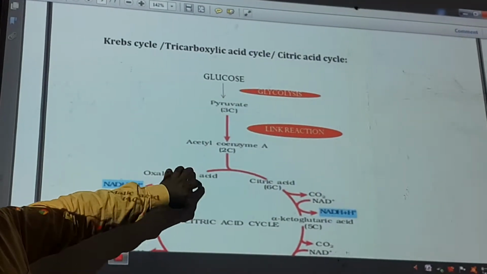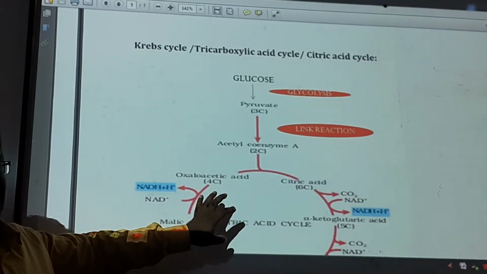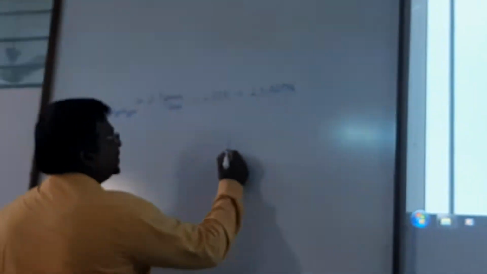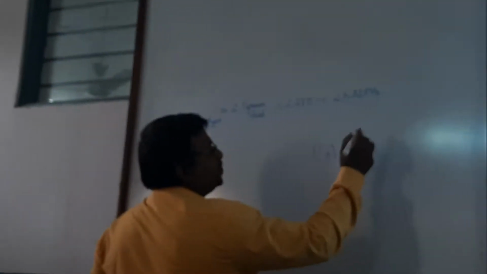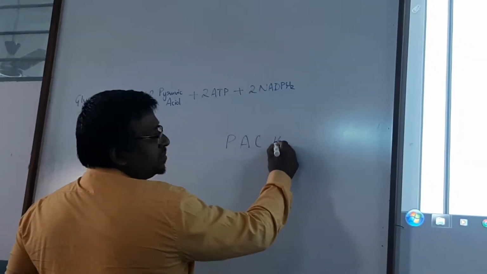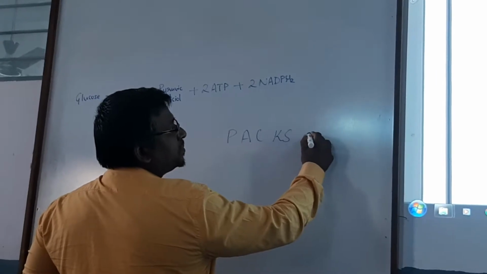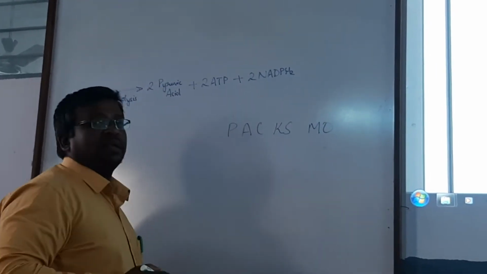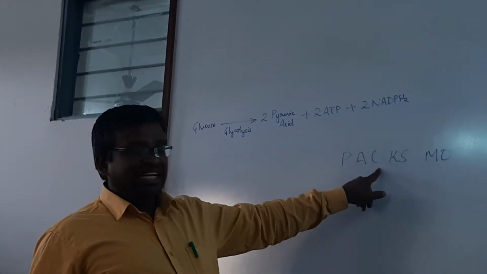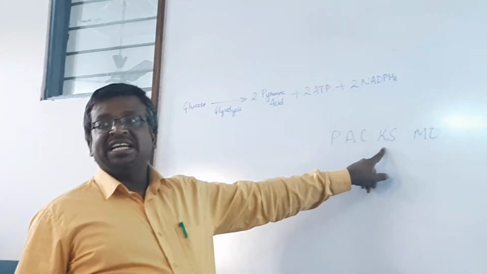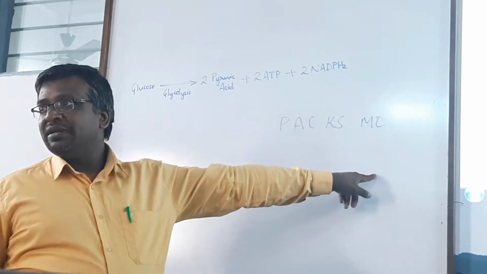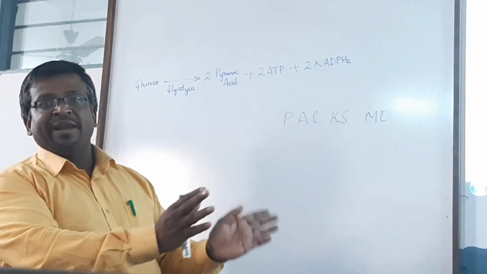or tricarboxylic acid cycle. This is a frequently asked 5-mark question. You can remember it very easily. I'll give you a code word, a mnemonic for this. PACKSMO. Pyruvic acid, acetyl coenzyme A, citric acid, ketoglutaric acid, succinic acid, malic acid, oxaloacetic acid. This is a very short form of the Krebs cycle.